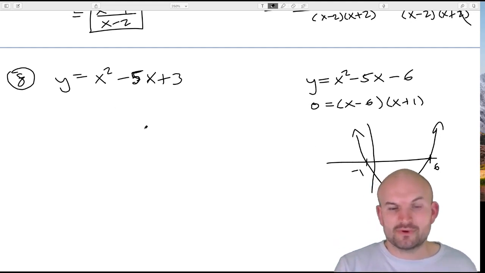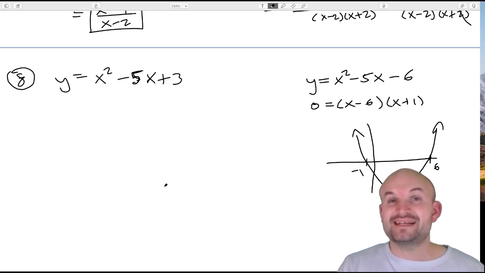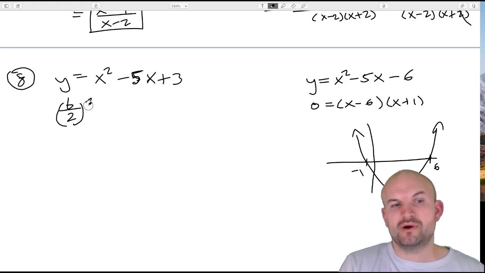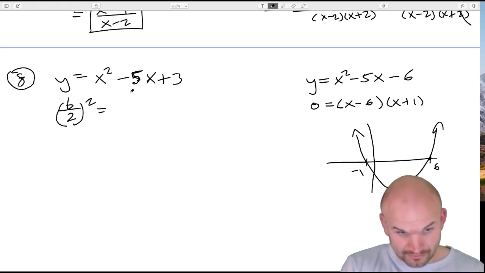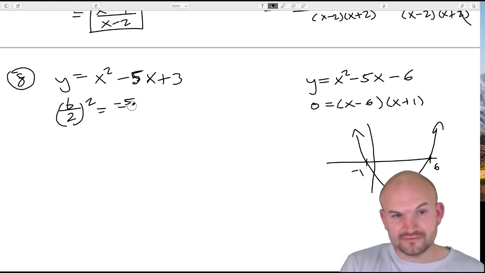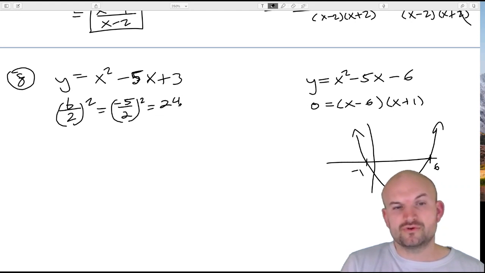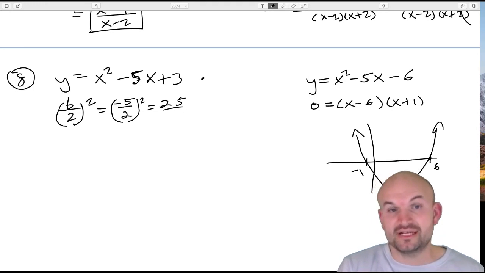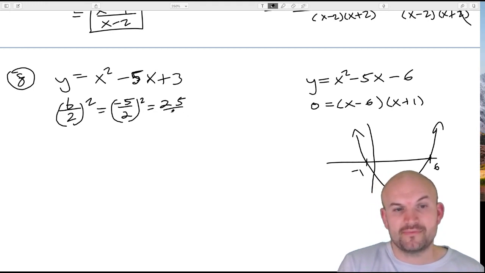So in this case, what we're going to want to do is follow the algorithm to create a perfect square trinomial. To do that, all you need to do is take your middle term, divide it by 2, and square it. So we're going to take negative 5 divided by 2 squared, which is equal to 25 fourths. So that is the number that completes the square. It's just like the number 9 that completed our square in our first example.